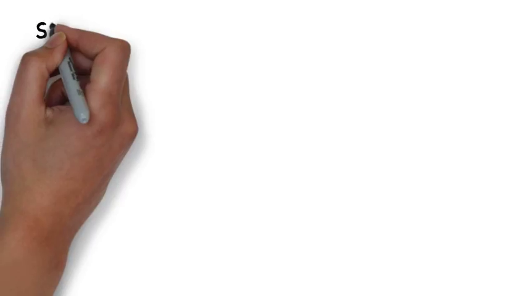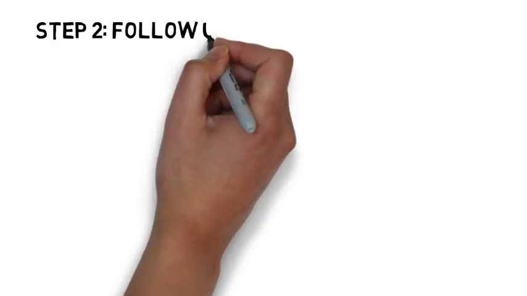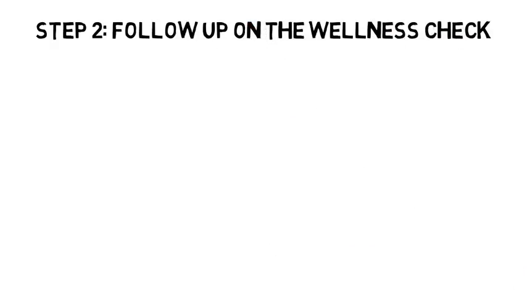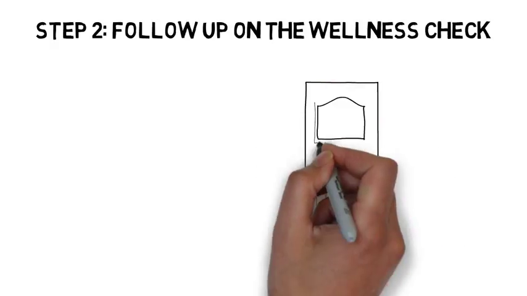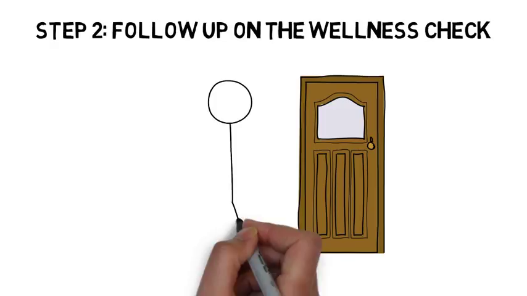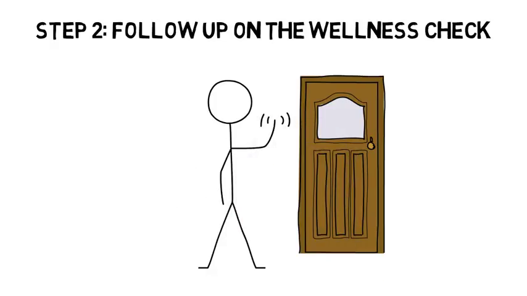Step 2. Follow up on the wellness check. Begin by checking to see if the resident is in their room. If the resident is home, let them know that you were just checking in and initiate a conversation. Make sure that you are direct in letting them know the reason for your visit.